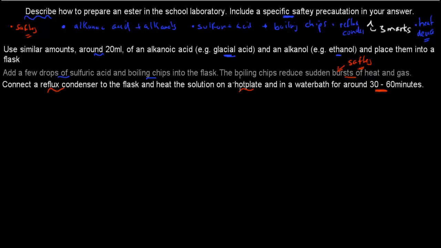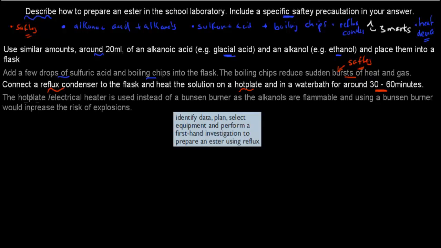And then I go over why we use a hot plate and why we don't use a Bunsen burner. The hot plate or the electrical heater is used instead of a Bunsen burner, as the alkanols are flammable, and using a Bunsen burner would increase the risk of explosion. So again, another safety precaution here.